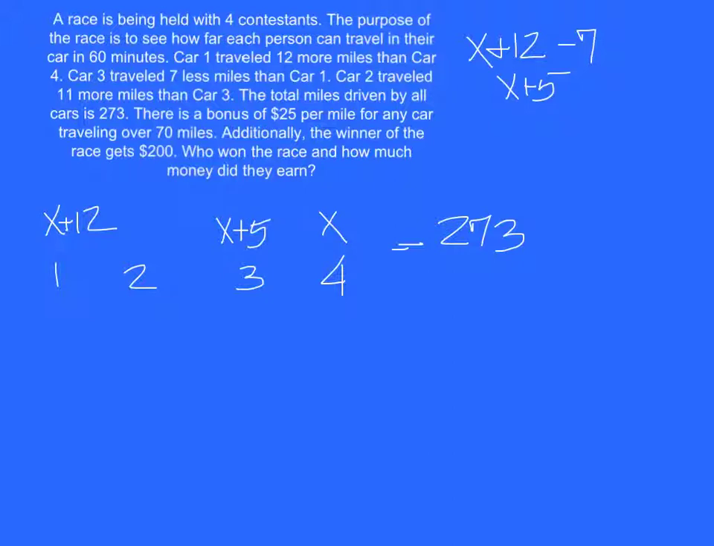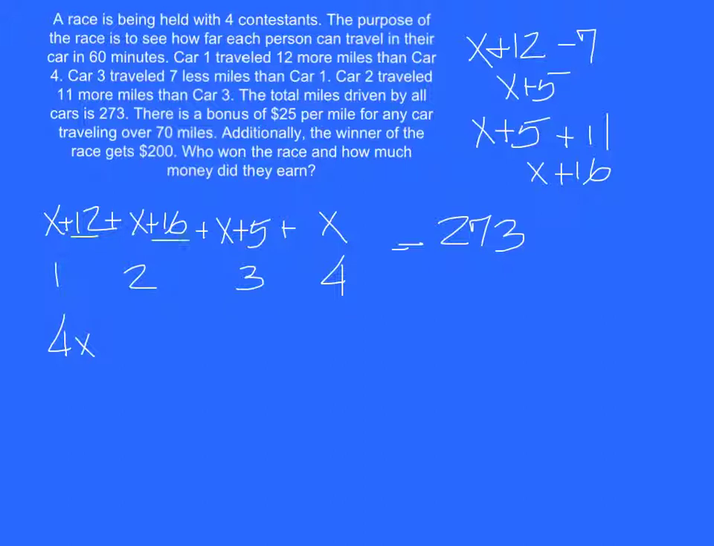And then we have car 2 traveled 11 more miles than car 3. So here's car 3 plus 11. What's the expression? X plus 16, yes. So we have to add all of these up. How many x's are there? 4. And what is... I need a different marker here, there we go.